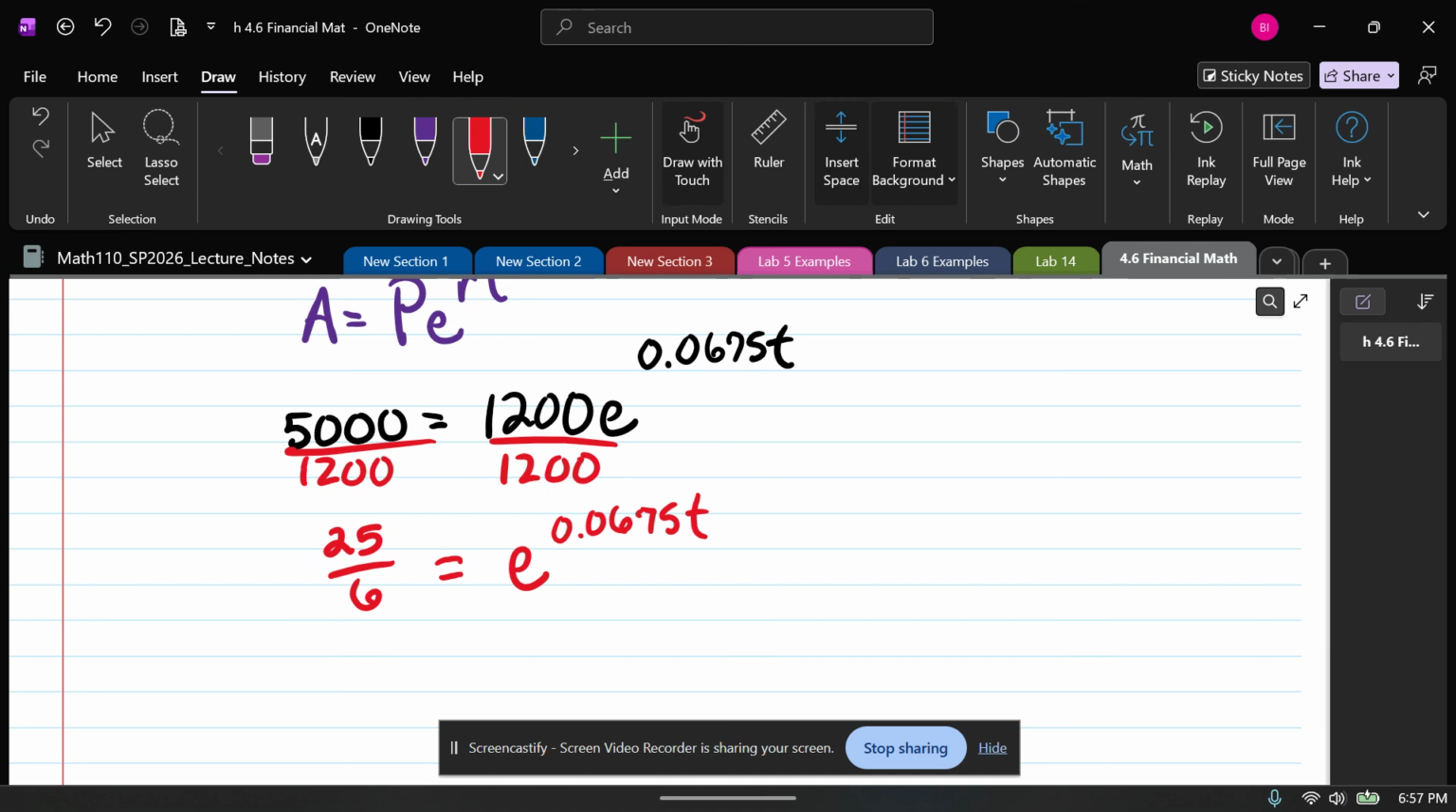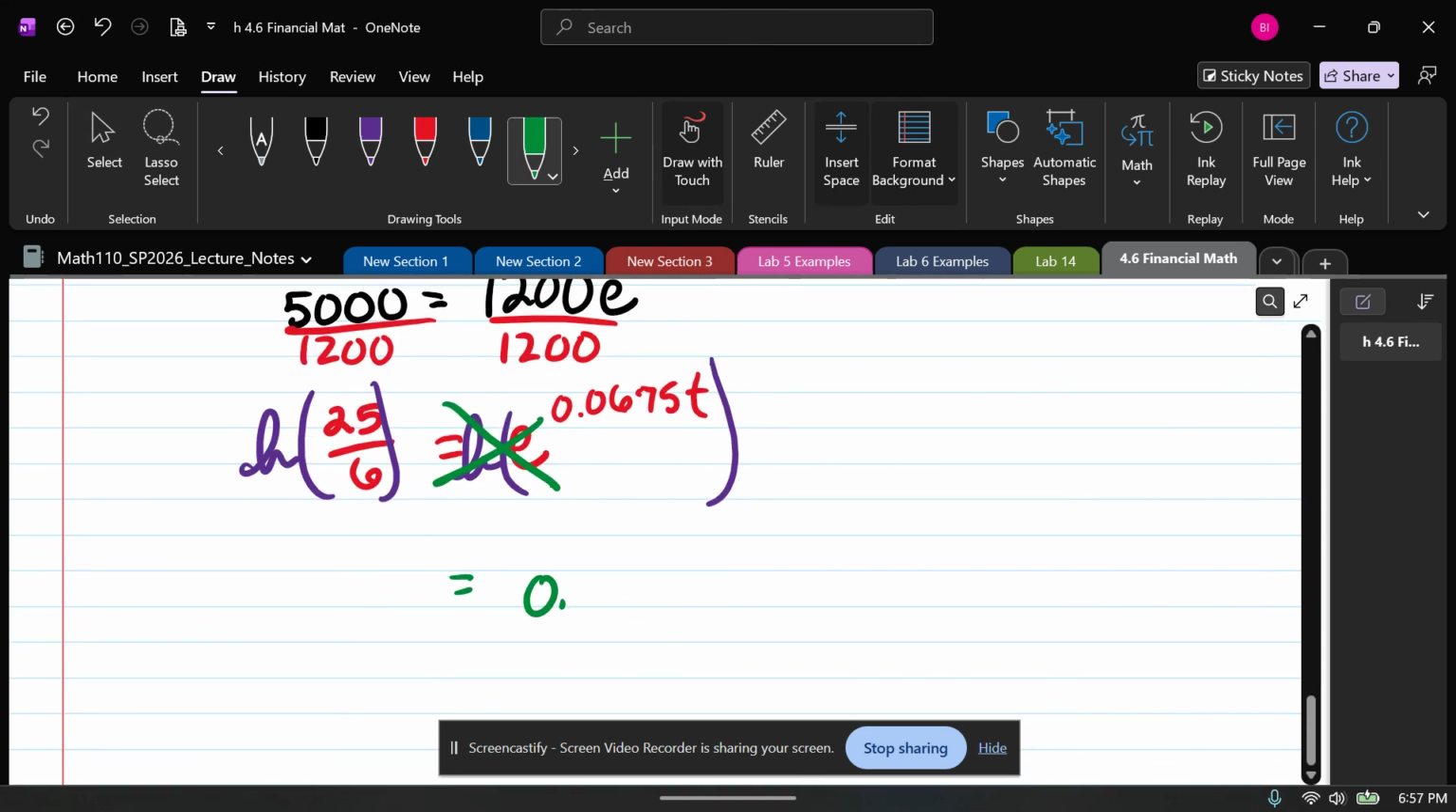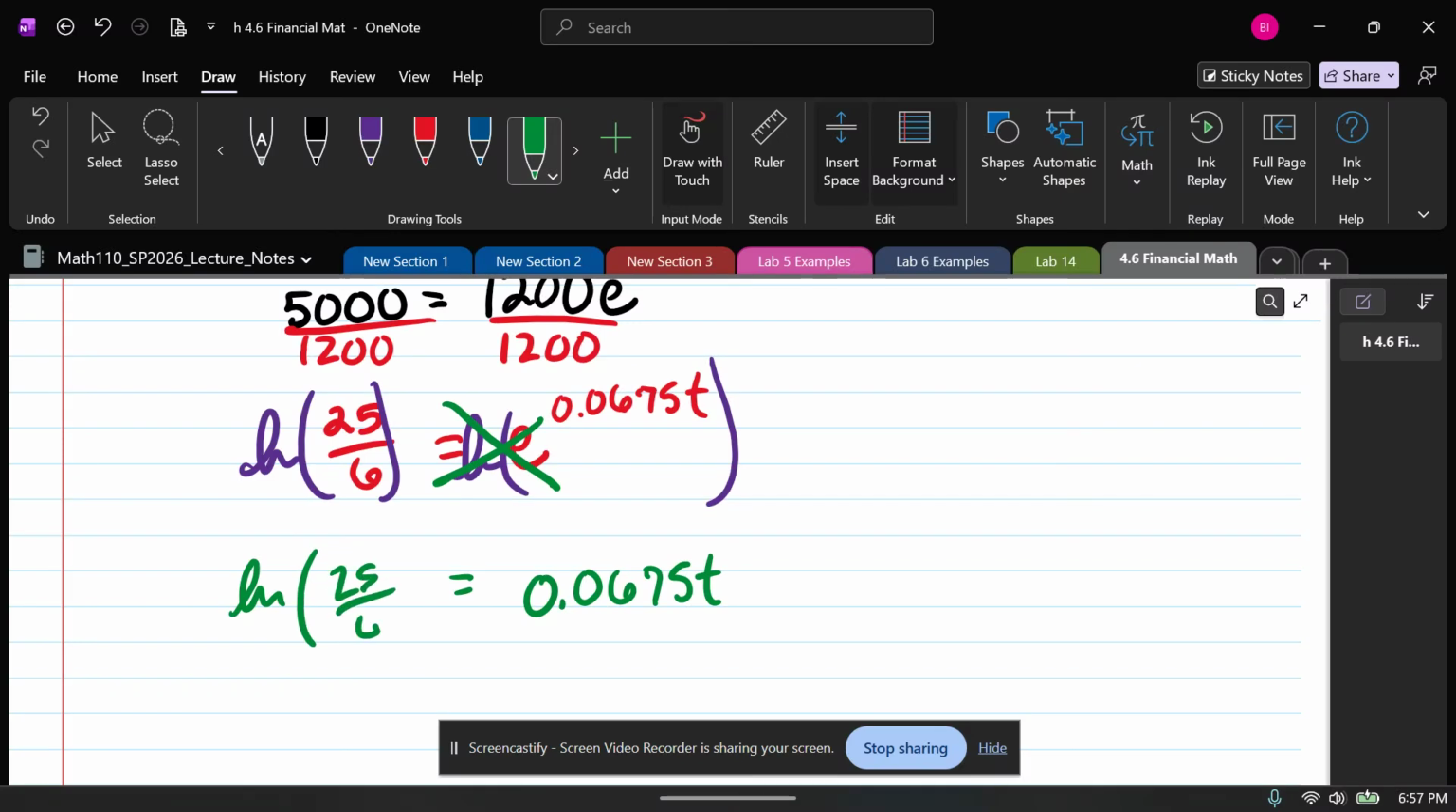Natural log. Any of the exponential problems where the variable's in the exponent, we're going to use natural log anyway. So I'm going to take the natural log of both sides. On the right-hand side, that natural log and the e cancel each other out. That's the beautiful part about this one. And I get 0.0675 t is equal to whatever the natural log of 25 over 6 is.